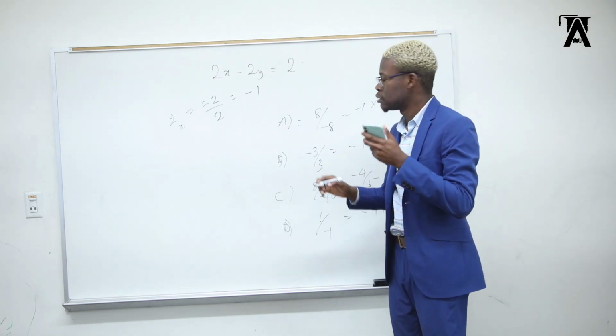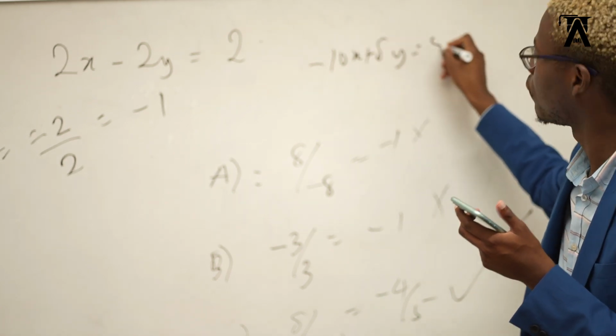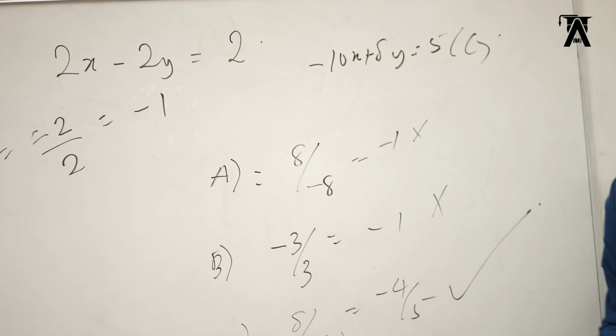So that is -10x plus 8y, which is 5, and that's option C.